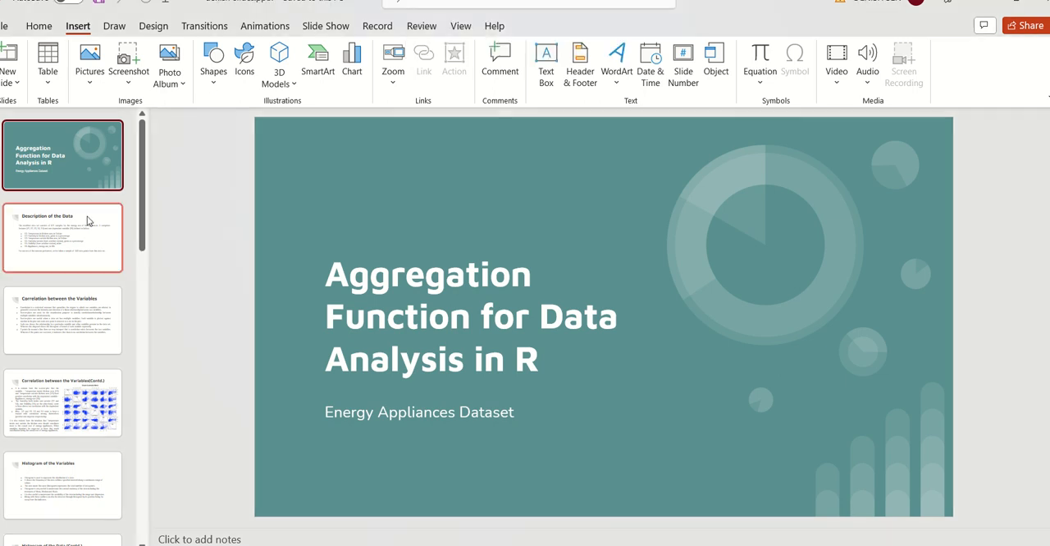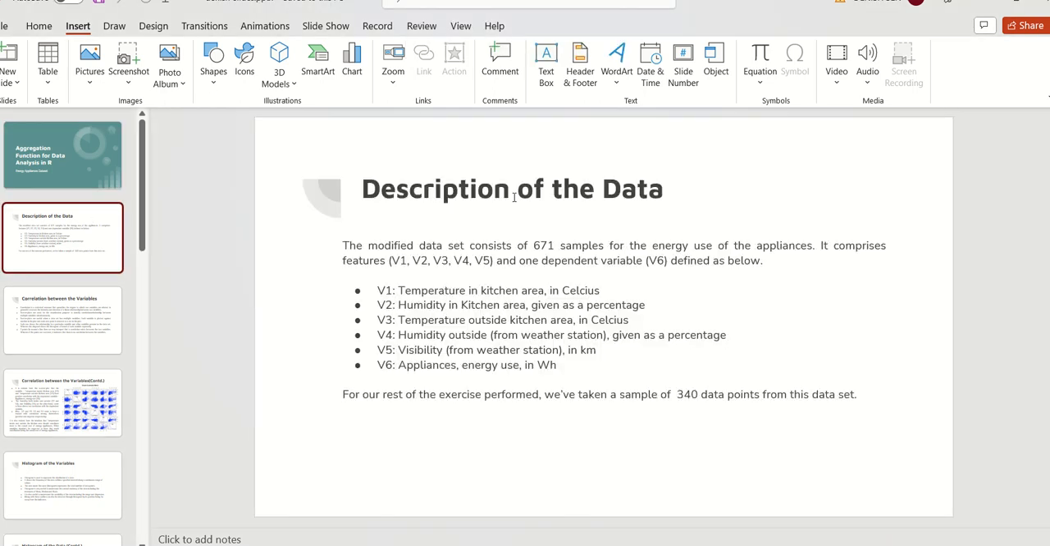To begin with, I'll discuss the description of the data. The modified data consists of 671 samples for the energy use of the appliances. It has 5 variables, V1, V2, V3, V4, and V5, and one dependent variable V6.